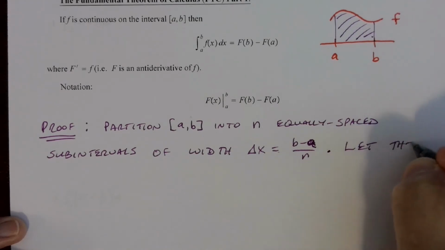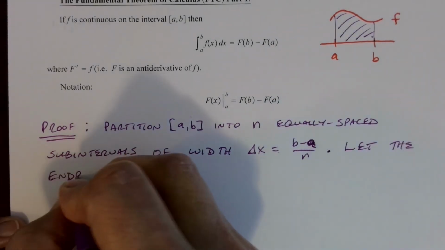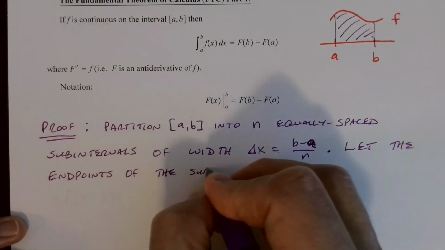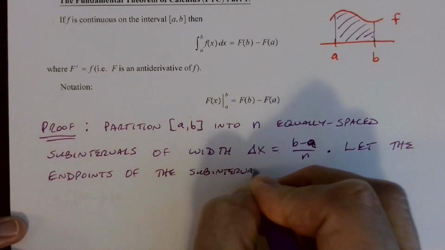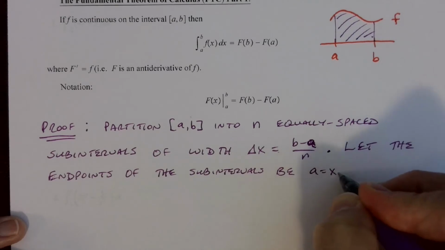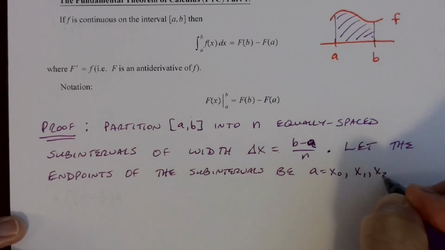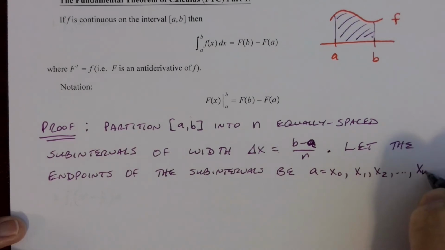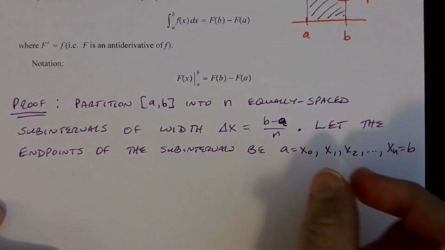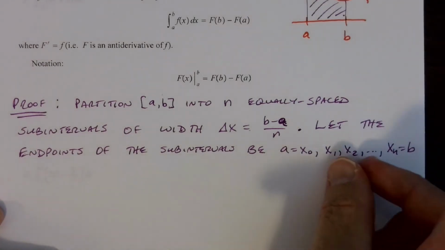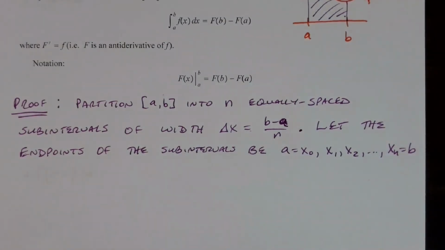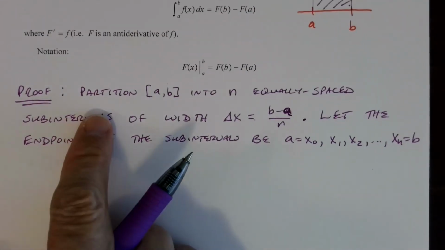We're going to let the endpoints of these subintervals be, of course, a, which is x sub 0, x sub 1, x sub 2, all the way down to x sub n, which is going to be b. Remember, that's our notation. We start with x sub 0, which is a, then delta x to get x sub 1, delta x more to get x sub 2, and so on all the way to x sub n, which is b. Right? That's what we've used before. So this is the partition, we call it, remember, breaking it up into subintervals.